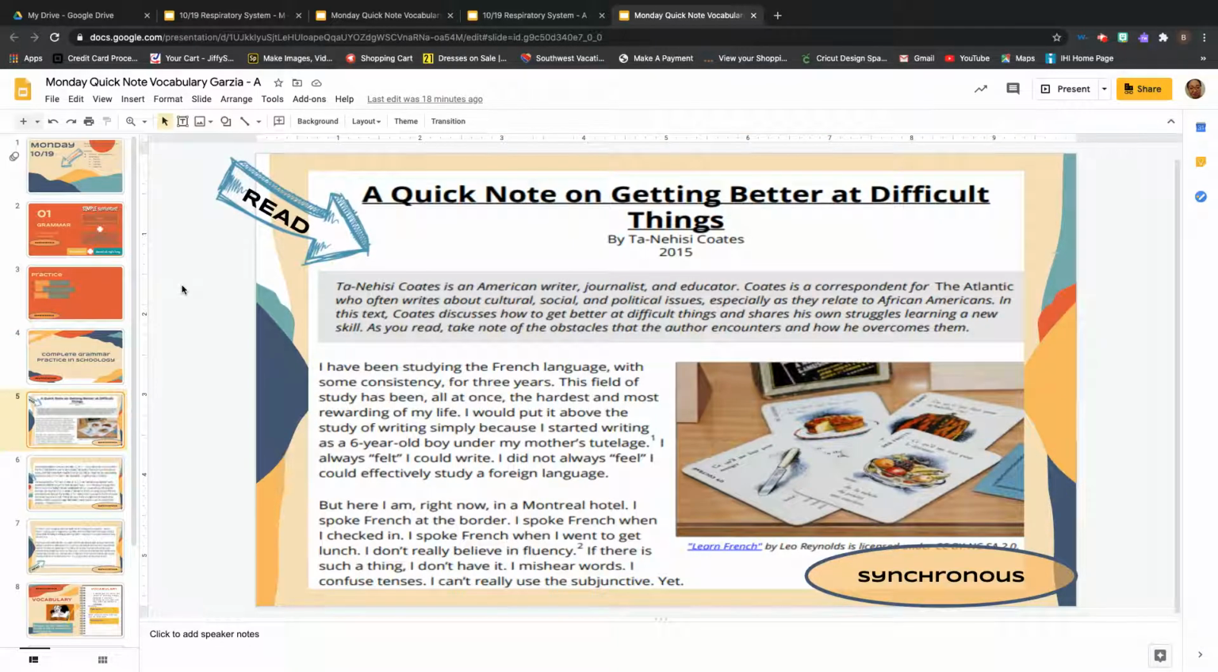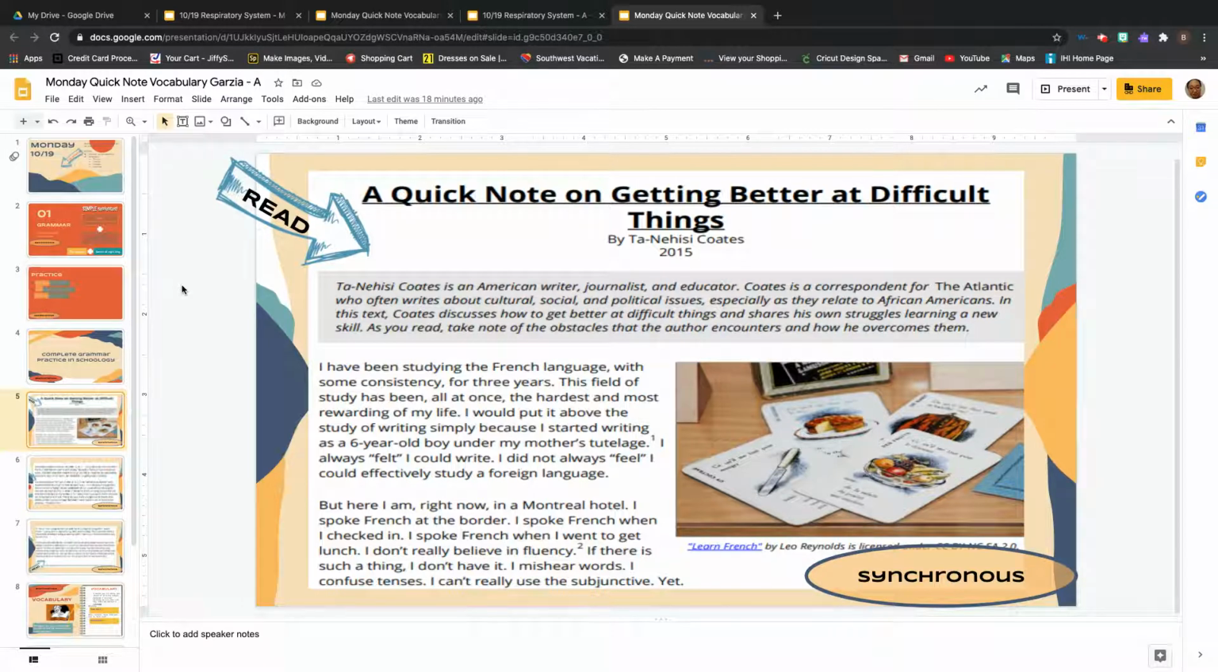Okay, so now we're going to read our article, and then I'll explain the next activity. The article is titled A Quick Note on Getting Better at Difficult Things. Bear with me, guys. My throat hurts just a little bit because this is my 4th time reading this, but we will get through it.